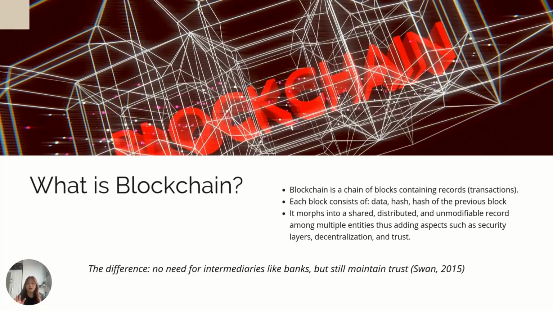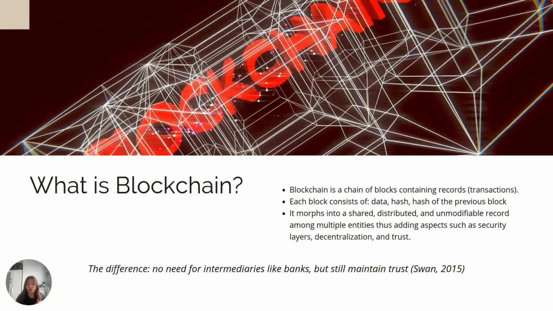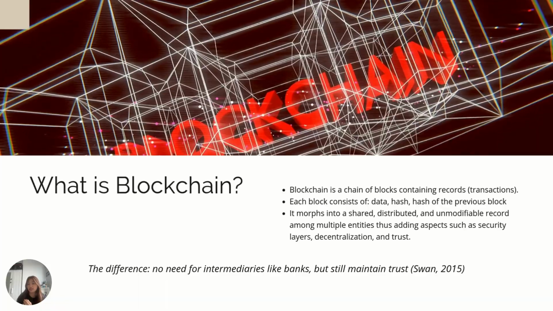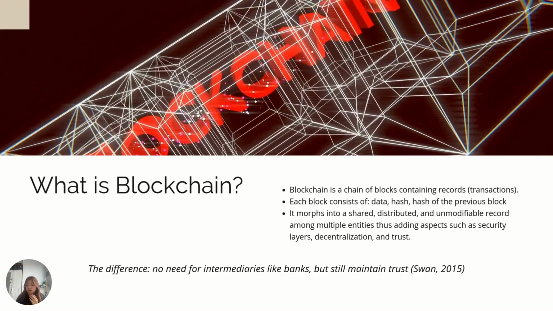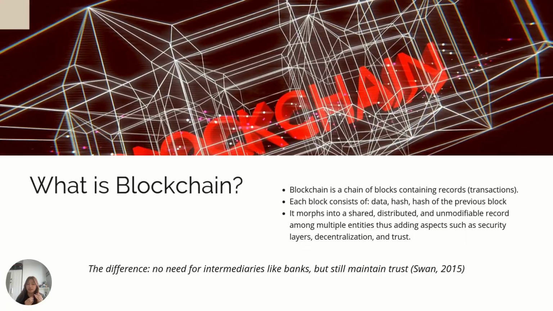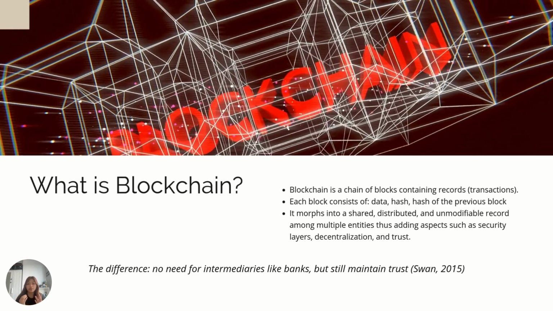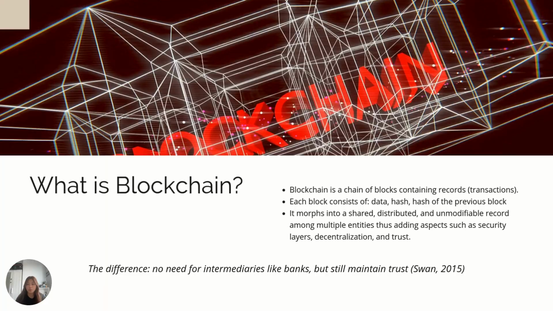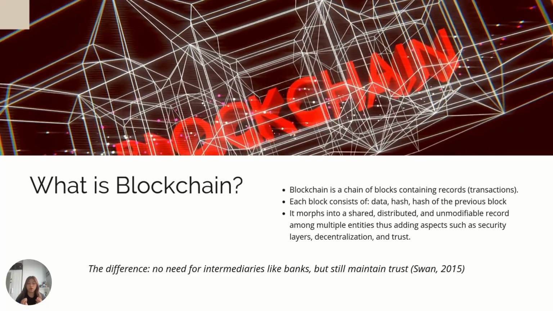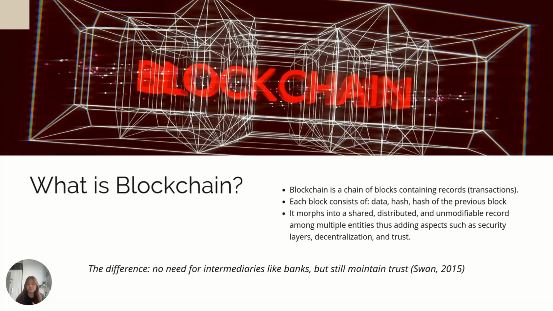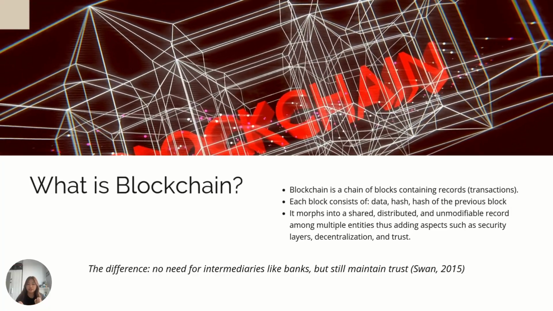For the first part, what is blockchain? In the simplest terms, blockchain is a chain of blocks containing recorded transactions. Each block consists of data, a timestamp, and a cryptographic hash that links to the previous block. This forms a shared, distributed, and unmodifiable record among multiple entities. There are aspects such as the security layer, decentralization, and trust.